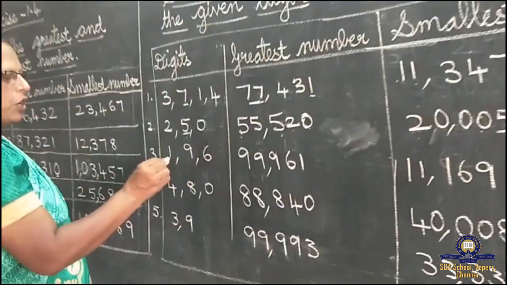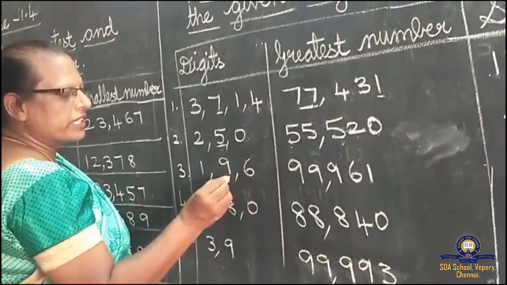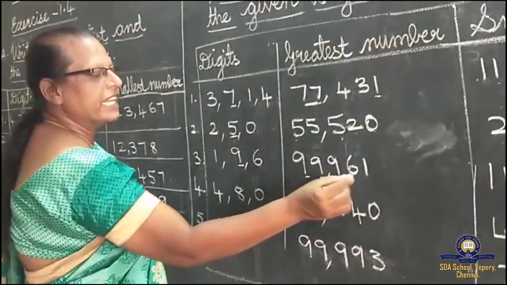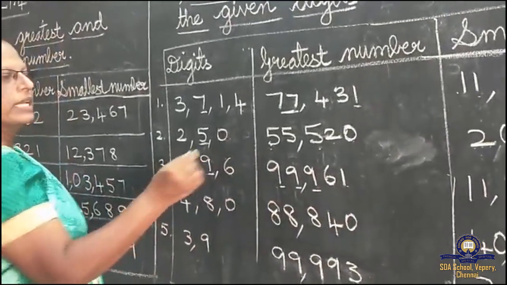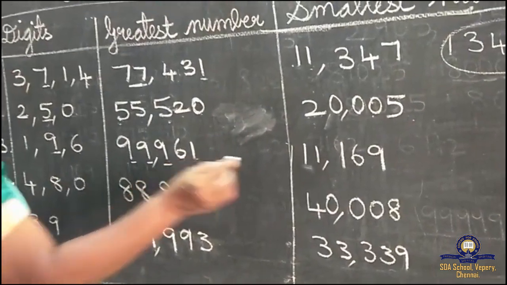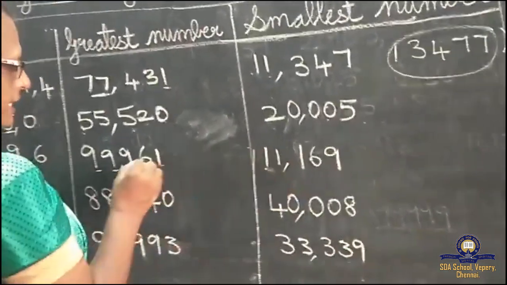The same thing here, 1, 9, 6. 9 is the greatest number, so I have repeated 9 three times, then 6, 1. Here which is the smallest number? What you have to write? 1 is the smallest number. So 1, 1, 1, 6, 9.